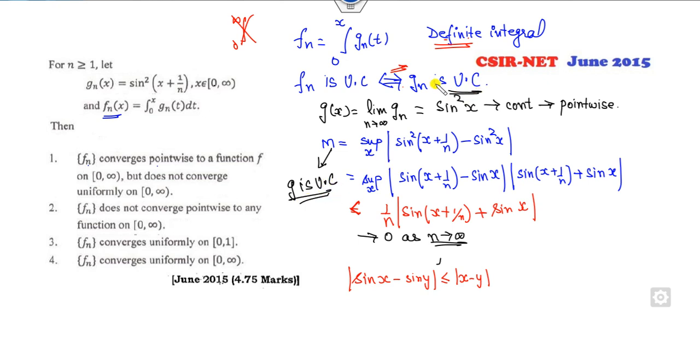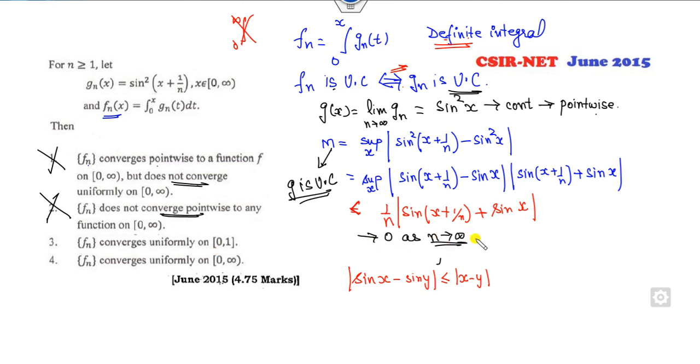So once it goes to 0, it means G is uniformly convergent. If G is uniformly convergent, then Fn is uniformly convergent. But he said it is not convergent. Cancel. Does not converge pointwise. Cancel, because it's pointwise. It converges uniformly.